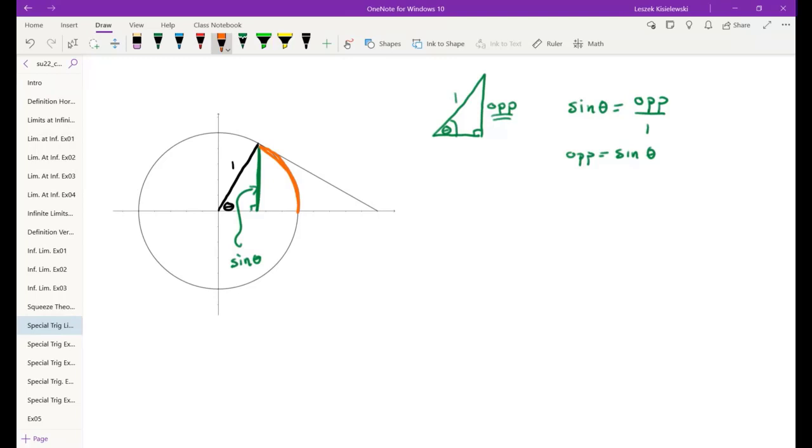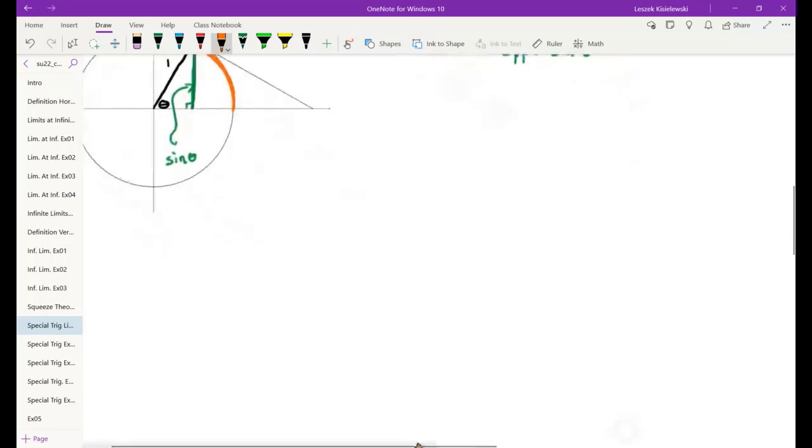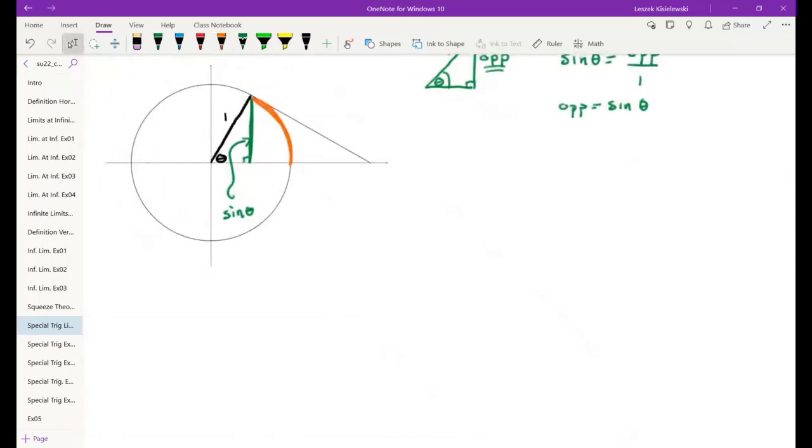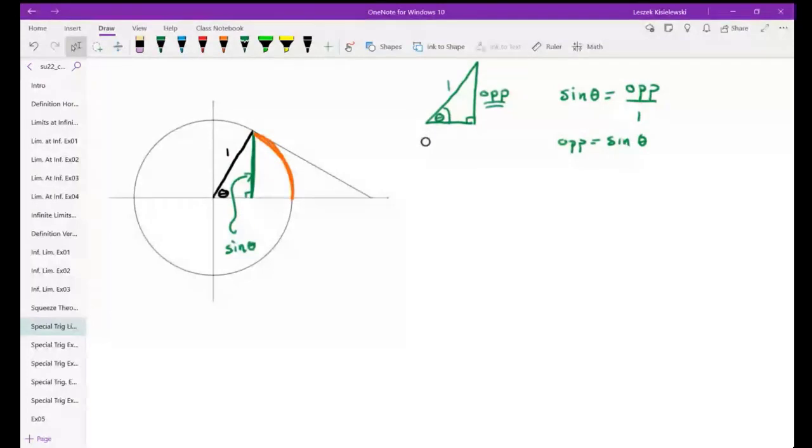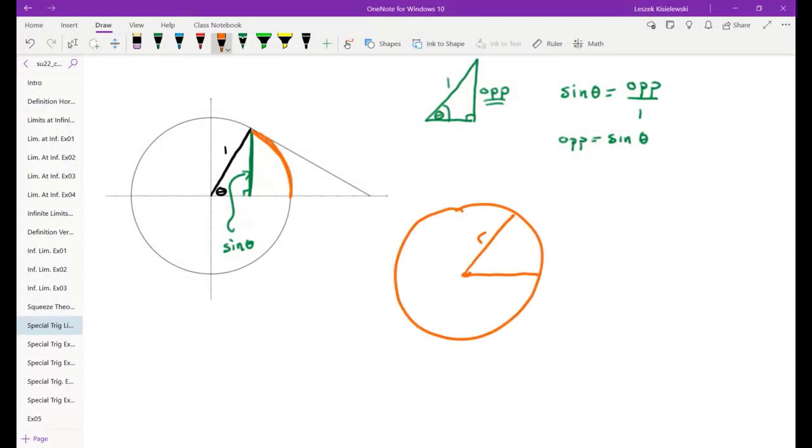Okay. And what is the length of that part of the circumference there that's in orange? What expression gives you this length? Okay. If we have a circle of a certain radius, and you have this angle theta here, what we're interested in is this length. I'll just call it S.